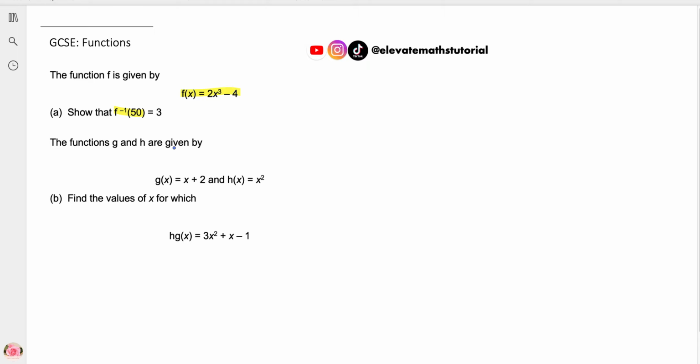Okay, so the first thing you need to do for part A is find the inverse function of f of x. In order to find the inverse function of f of x, we start by letting y equal 2x cubed minus 4. This is so that it's easy for us to rearrange and make x the subject. So if I rearrange it, take everything to the other side one at a time: y plus 4 and then divide by 2 equals x cubed.